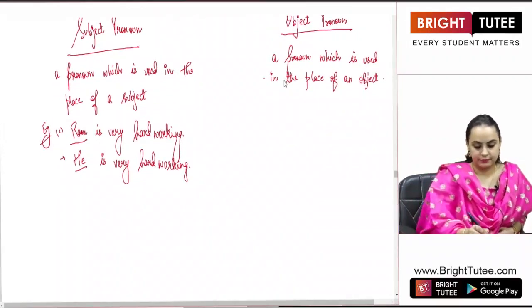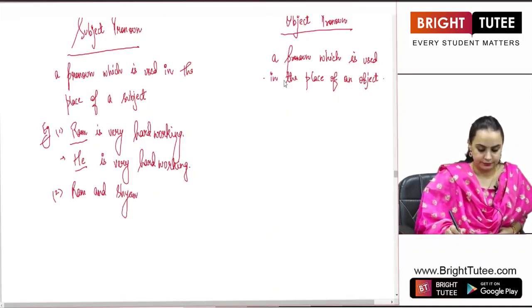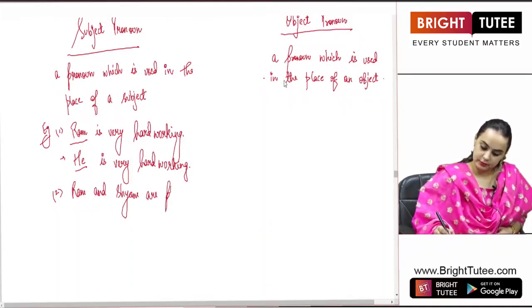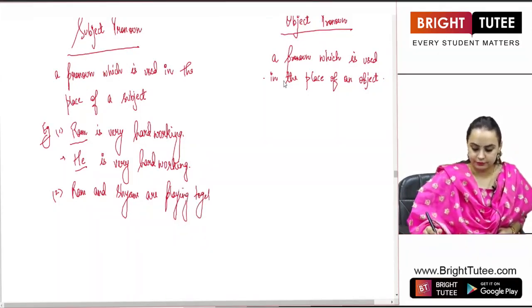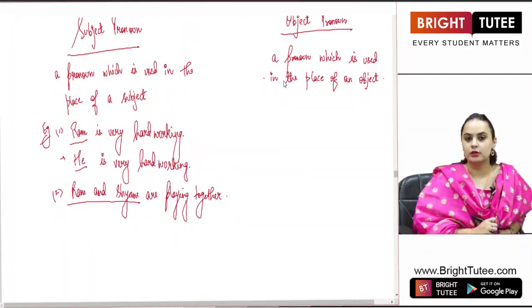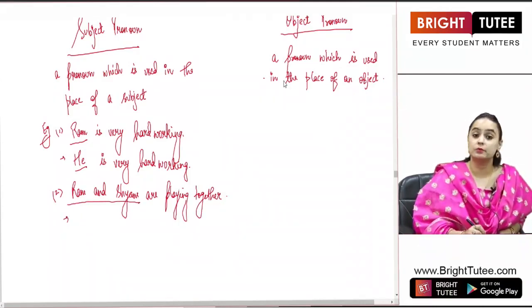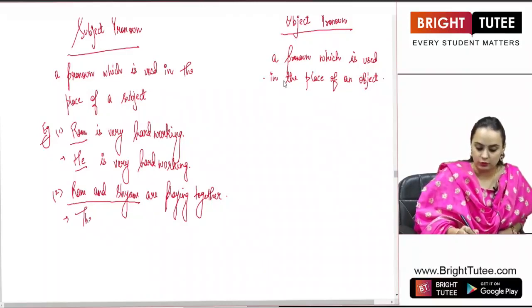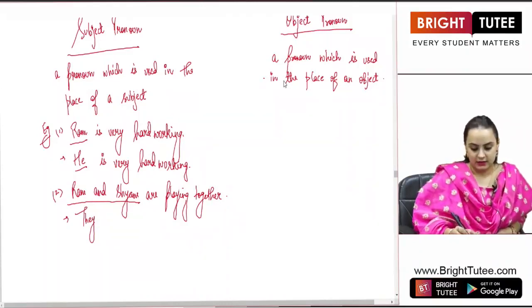Similarly, Ram and Shyam are playing together. So, who am I talking about? I'm talking about Ram and Shyam. They are plural. So, what pronoun do I use? They. So, they are playing together.